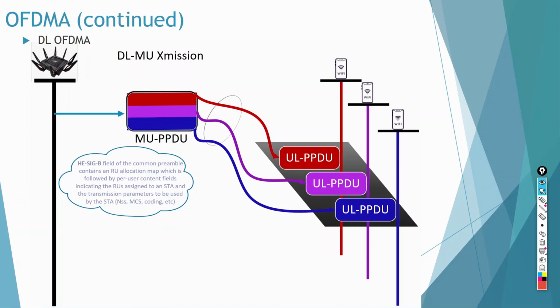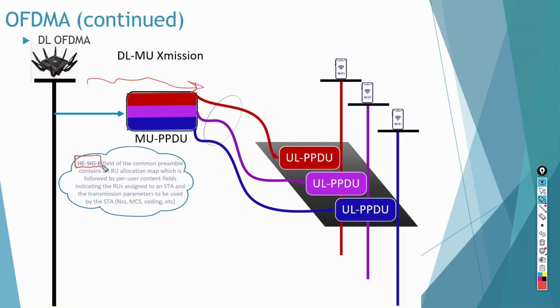Let's move to downlink OFDMA. So downlink OFDMA is not new. It was there in 11ac. However, the grouping of users in a downlink transmission was improved. Basically, we have a multi-user PPDU from the access point. It sends that, and each user will receive its own PPDU.